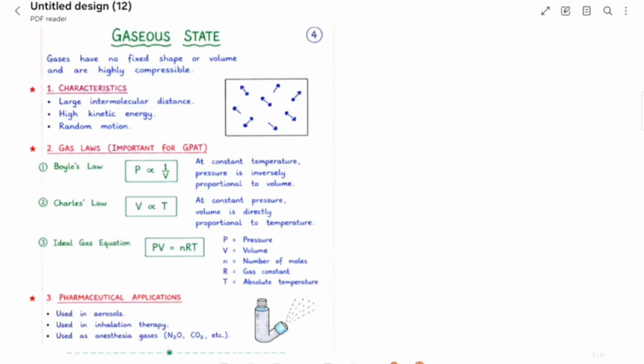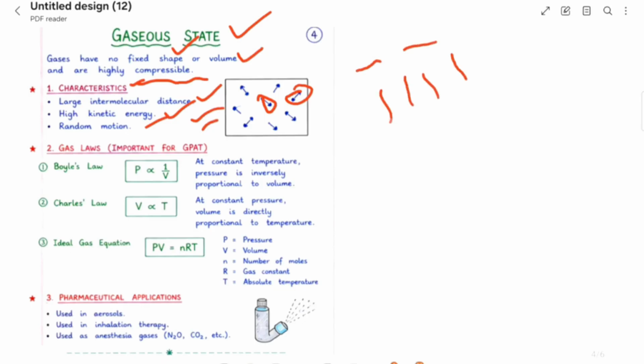Now about the gaseous state. Gases have no fixed shape or volume and are highly compressible. So what are the basic characteristics of these gases? They have large intermolecular distance, meaning the distance between the molecules is very large. They have high kinetic energy. Then the motion is random, that is, not in a straight or specific direction.